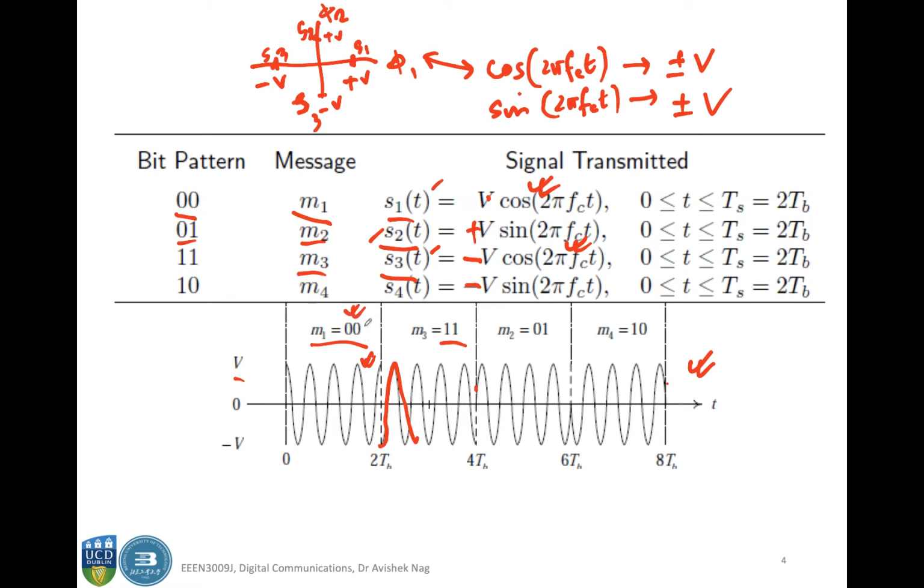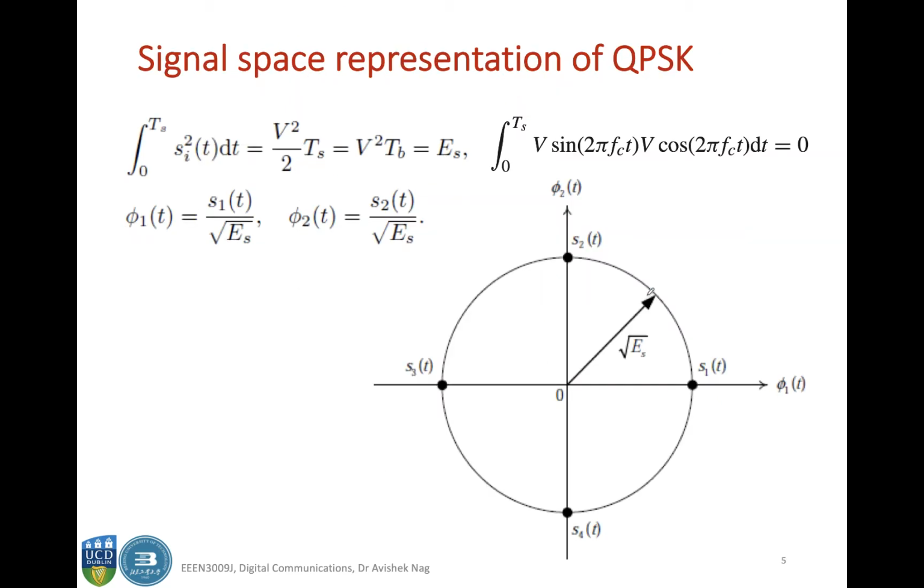So if your bit combinations are changing, then your signals are also changing, and you are considering 2 bits at a time. In case of your binary, you are considering 1 bit at a time, and you are sending 2 signals, S1 and S2, depending on 0 or 1. Here you are sending 2 bits at a time, so you can have 4 possibilities of 2 bits, and you are sending 4 signals corresponding to those possibilities. So I already mentioned this.